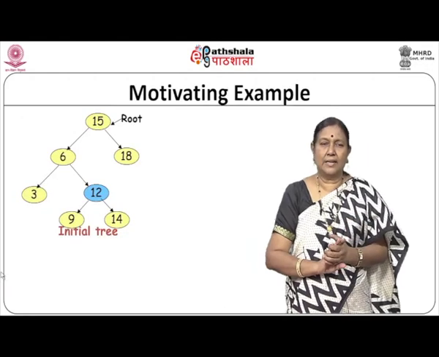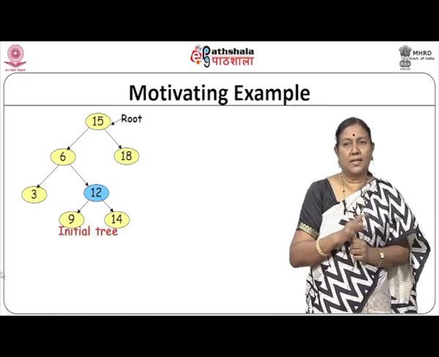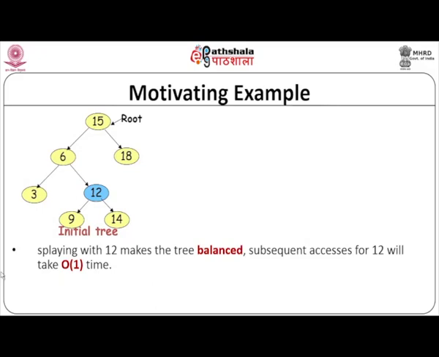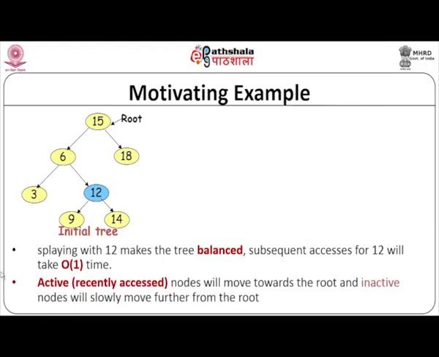So, let us take an example. Here you have the root and this is the initial tree, let us assume. Now, let us assume that we want to splay with 12, that is we are searching for or accessing 12 or something like that, and we splay with 12 and make the tree balanced, and subsequent access for 12 will take of the order of one time, not even log n. So, what we will do is, active or recently accessed nodes will move toward the root and inactive nodes will move down the tree further from the root. So, what do we do here?